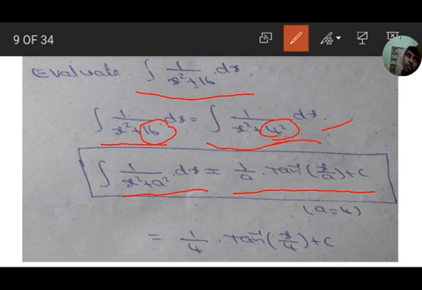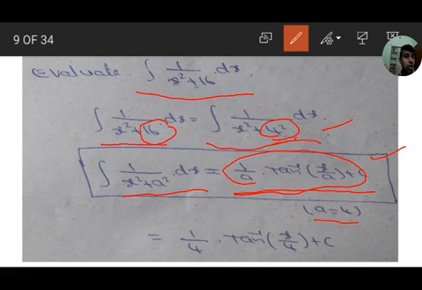What is the formula? We have to remember the formulas. Integration 1 by x square plus a square dx equal to 1 by a into tan inverse x by a plus c. A means here 4. So a equal to 4, that is 1 by 4 into tan inverse x by 4 plus c. 1 by 4 into tan inverse x by 4 plus c is the answer.